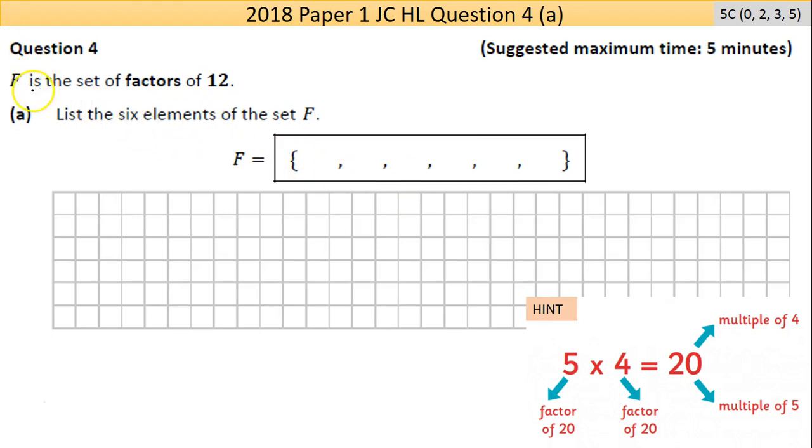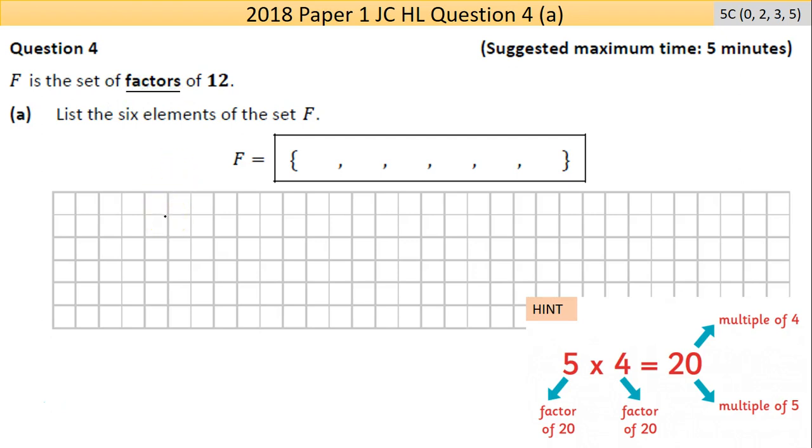So, question 4 here has statement F is the set of factors of 12. And we have an empty set here, a set with blank spaces, for us to fill in the first six elements of that set. Now, I suppose the first question is, what's a factor?